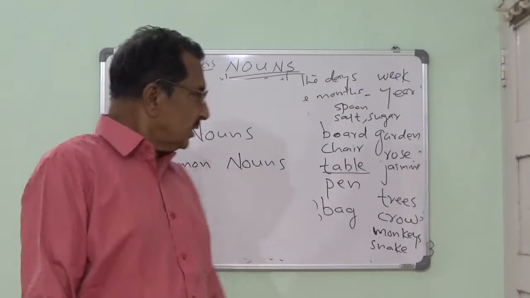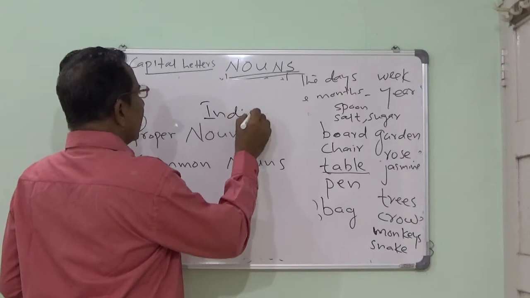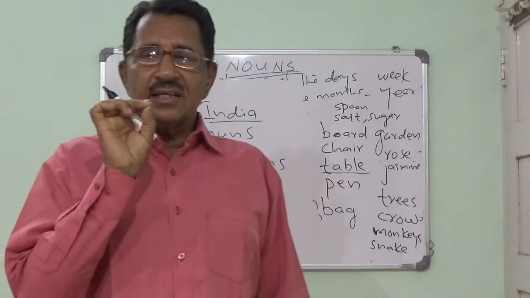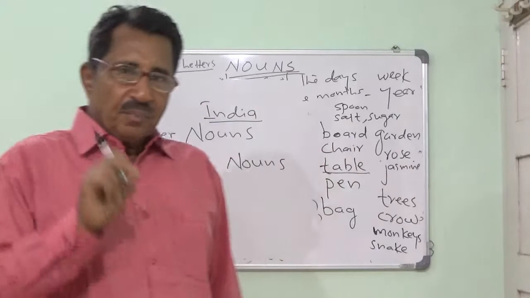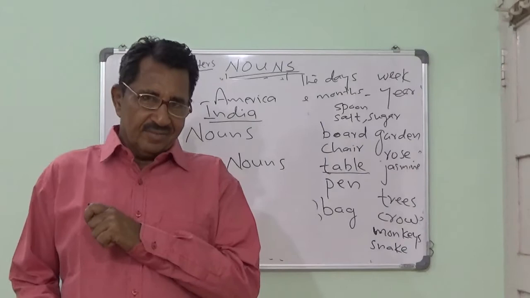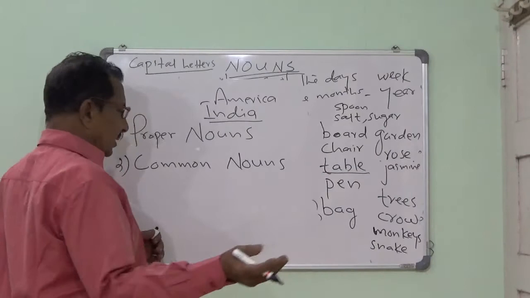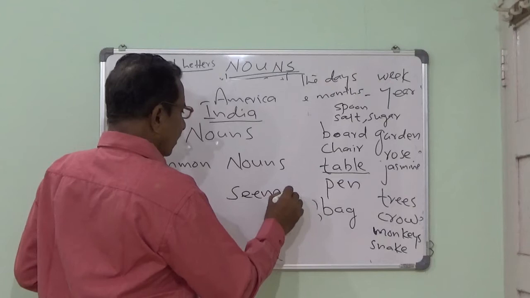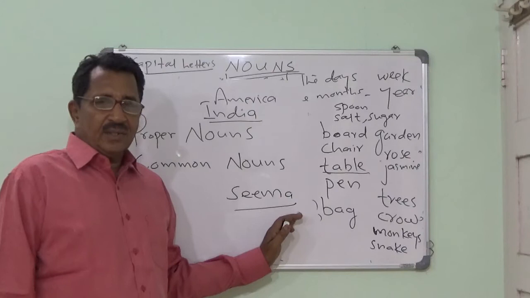But if you say India, you cannot use this word for any other country. Only India. Only our country. India. So particular, I told you. Or when you say America, that can be used only for America. You got the point. Or you can say your teacher's name, Seema. You can call only that person Seema, not any other person.